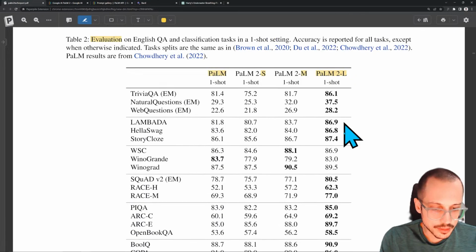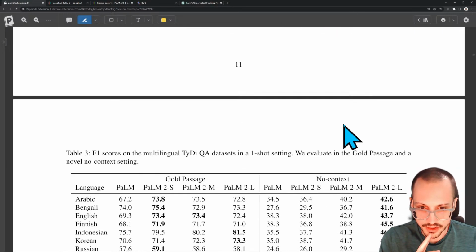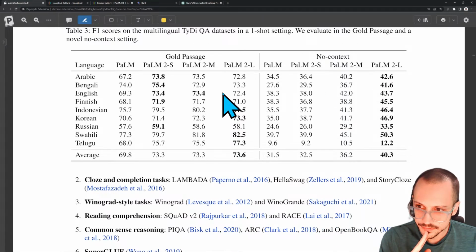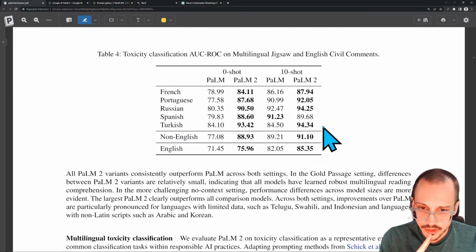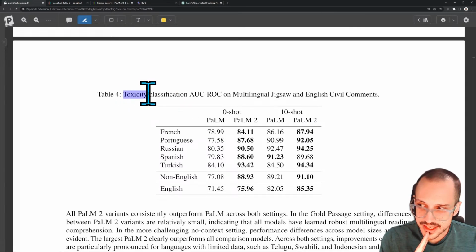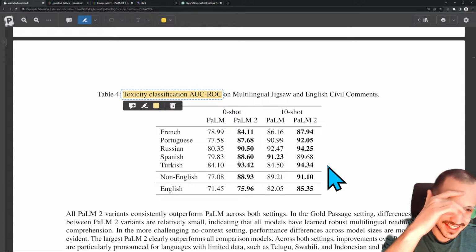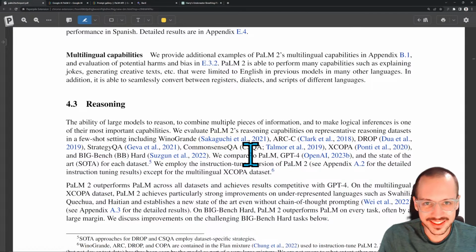But there's no column here for GPT. There's no column here for Llama. There's no column here for BigCode, right? Where's the comparison to other open source models? Again, no comparison. Toxicity classification AUC-ROC. What a weird little metric there.